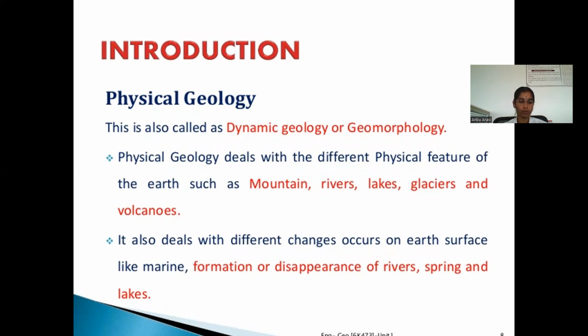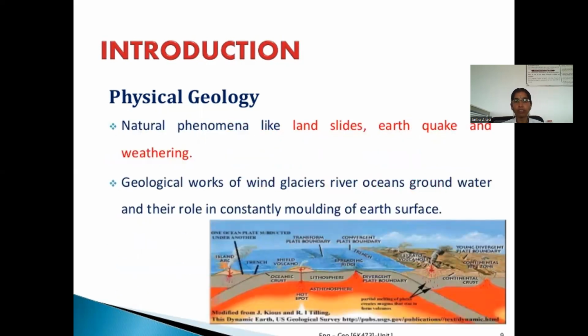Physical geology deals with the study of geological work of the physical and natural forces which move the surface of the globe through their ceaseless action through ages. Thus, the work done by blowing wind, river, and underground water, oceans and seas, glaciers, earthquakes, volcanoes constitute the subject matter of physical geology. Natural phenomena like landslides, earthquakes, and weathering are also changes studied by the physical geologist.